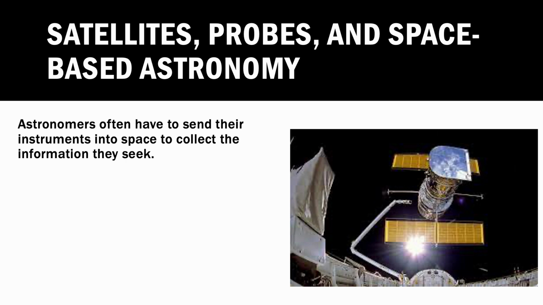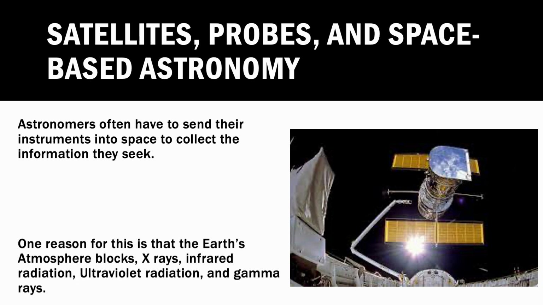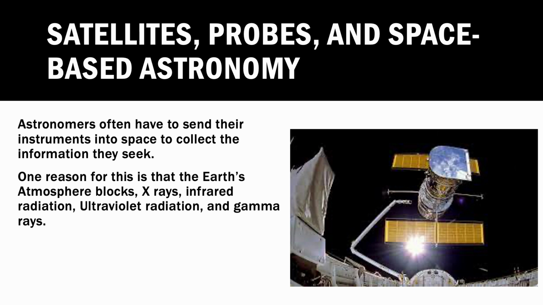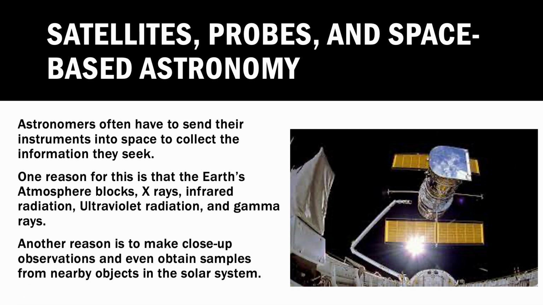Satellites, probes, and space-based astronomy. Astronomers often have to send their instruments into space to collect the information they seek. One reason for this is that the Earth's atmosphere blocks X-rays, infrared radiation, ultraviolet radiation, and gamma rays. Another reason is to make close-up observations and to even obtain samples from nearby objects in the solar system. Pictured here is the Hubble Space Telescope being released on April 25th, 1990.